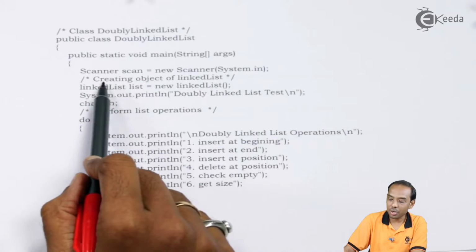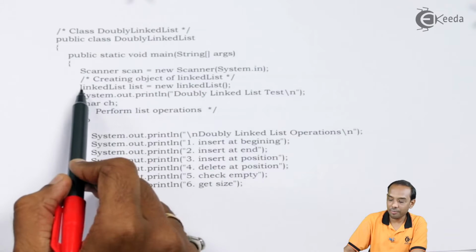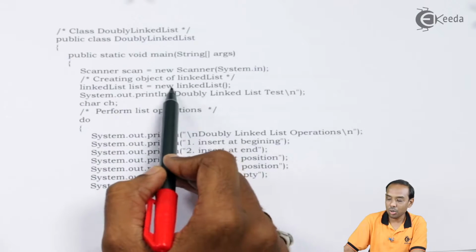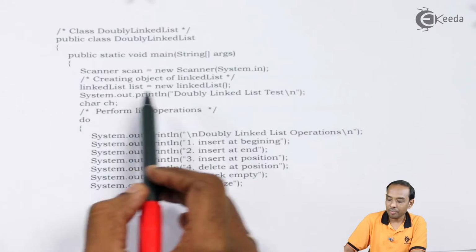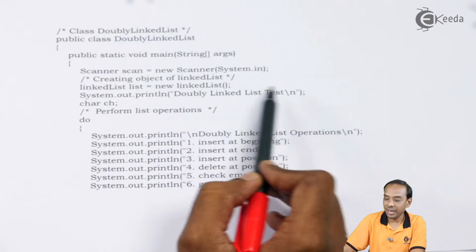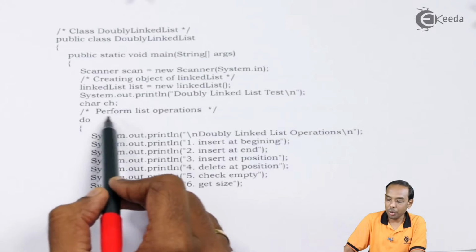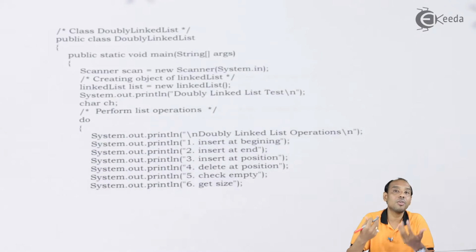Okay, then we are going to create the object of linked list. So I define LinkedList list equal to new LinkedList. So this creates the object of which class? Linked list class. Okay, then I'm going to write doubly linked list test. Okay, then I'm going to give the user a menu driven approach.